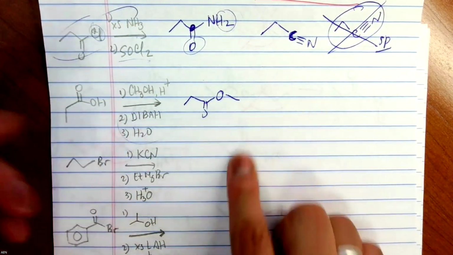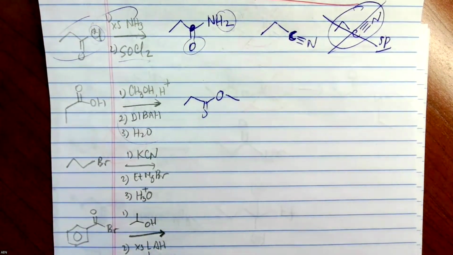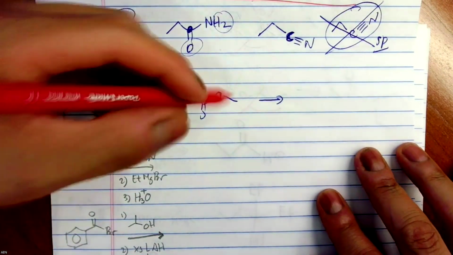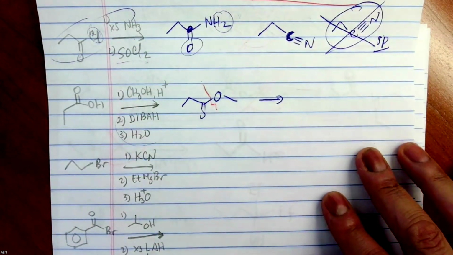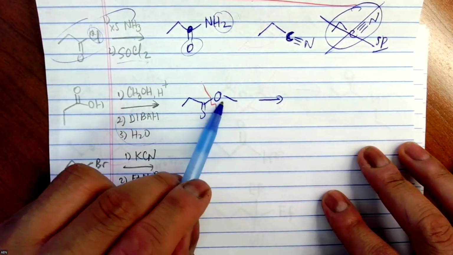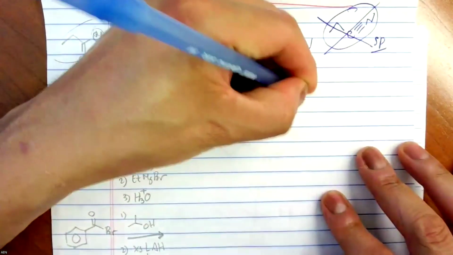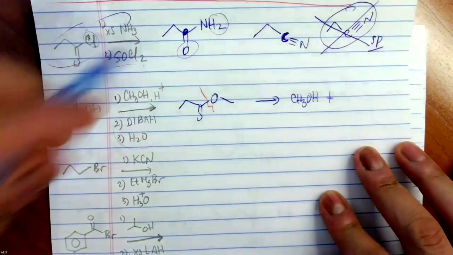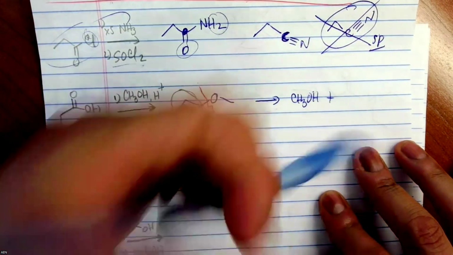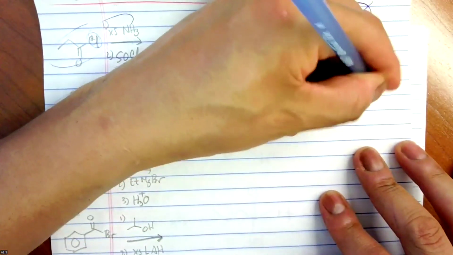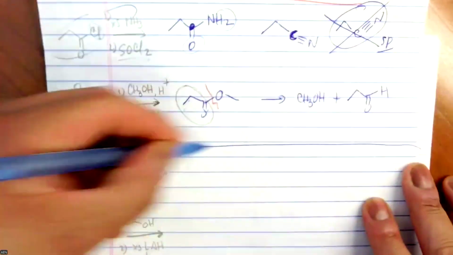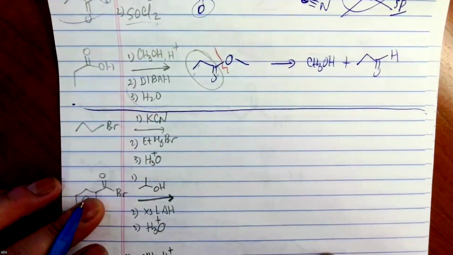After that, they give me DIBAL. Okay, DIBAL is the partial reduction, right? Remember, that's the one that stops at aldehyde. So I will cleave the alcohol. This alcohol has to be reported, has to be part of the answer. So that's methanol, plus the other side is an aldehyde. 1, 2, 3, aldehyde. That will be your two products for this reaction. Good. Great. Next.